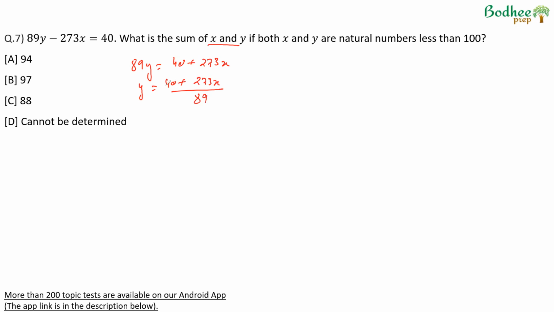Now, 40 divided by 89 is a remainder of 40. 273 by 89: 89 into 3 is 267. So this gives a remainder of 6. Therefore, we can say when this division happens, we get a remainder of 40 plus 6x. Now, this should be such that we reach 89. That is when the remainder will become 0 and the numerator will be divisible by 89.